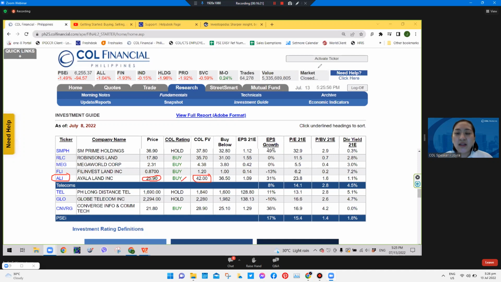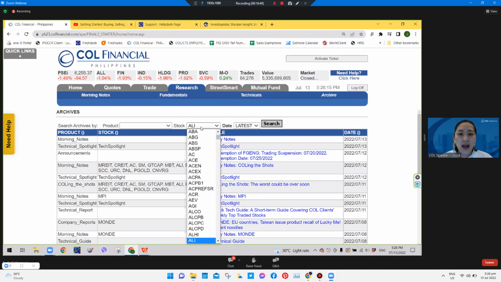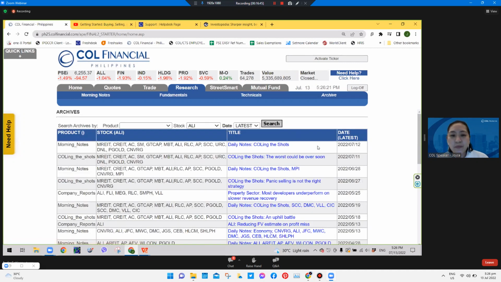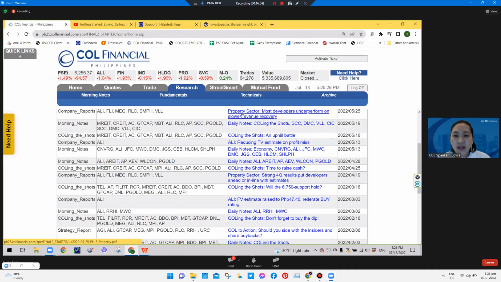Okay, now let's take a look at the news or about it to see whether Ayala Land is good to invest in or not. Okay, so let's take a look at the archives now. So again, research tab and archive. So for those who have their COL accounts, just filter the stock again through ALI. Just type that in, click Ayala Land, and click the search button so that you will get to see the company report on Ayala. Okay, like the bank, we do have a property sector here for company reports, but we want to take a look at Ayala Land itself, and it is this one.